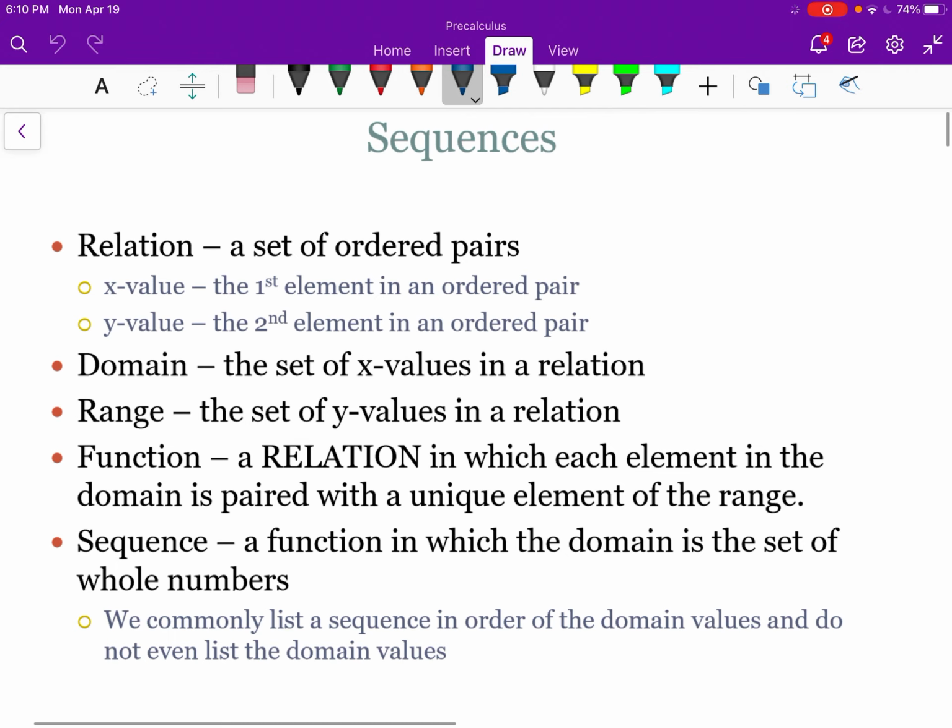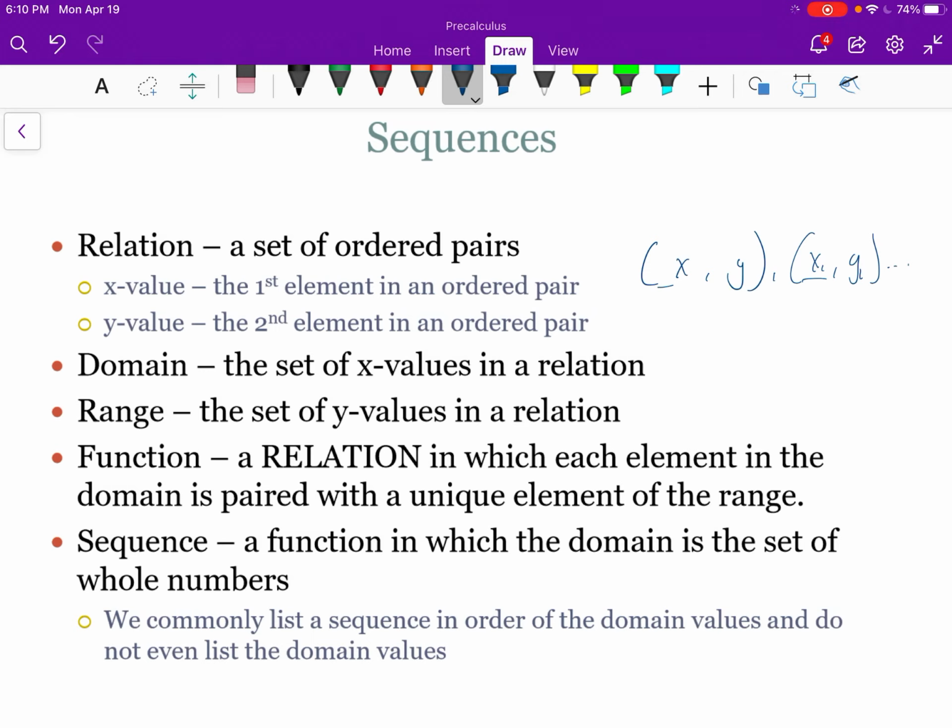So first of all, we are going to define sequences. Before we do that, we do a quick review of relation. So a relation is a set of ordered pairs. The x value is the first element in the ordered pair. Your x value goes there and your y value goes there. If you have a bunch of points, your domain is the set of x values and the range is the set of y values.